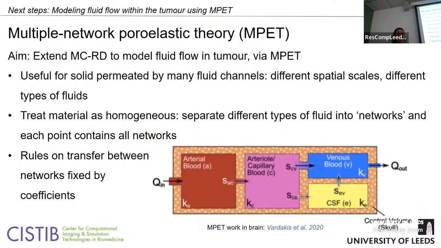You define different compartments or networks for different fluids. So in our case, we're probably going to have a compartment for arterioles, venules, which are small arteries and small veins, and then capillaries, and then one for the interstitium. But I've not really worked on this yet. I'm probably going to start this work in December. So it's quite early at this point.